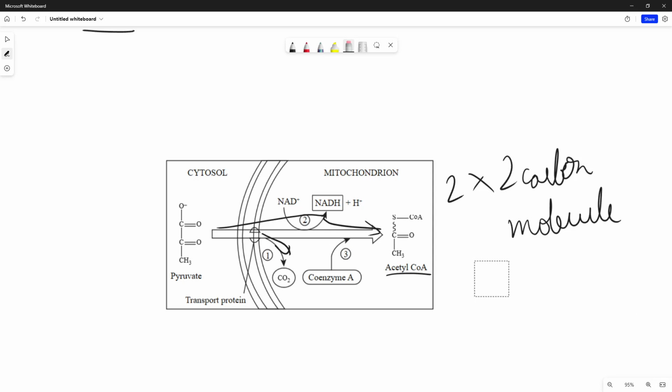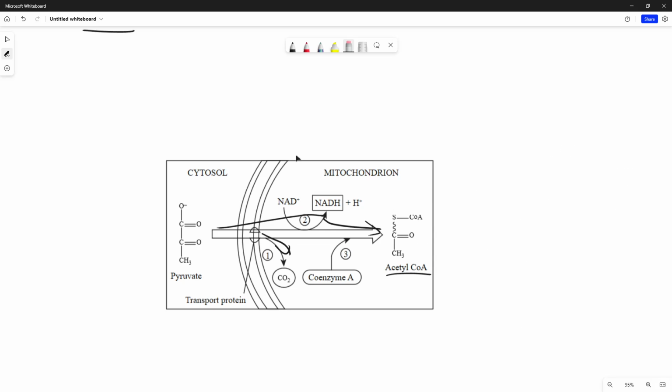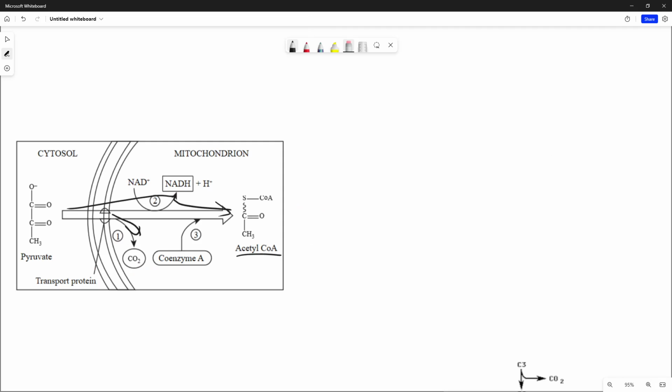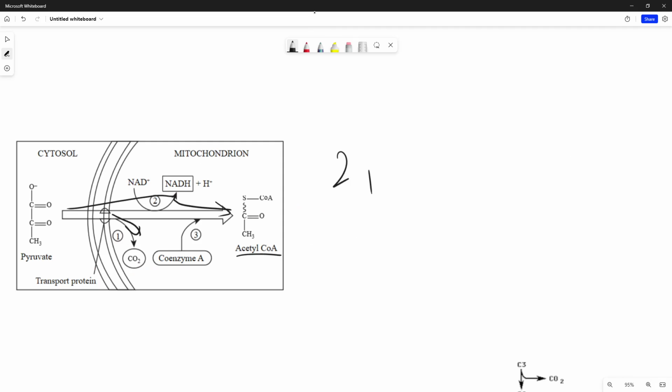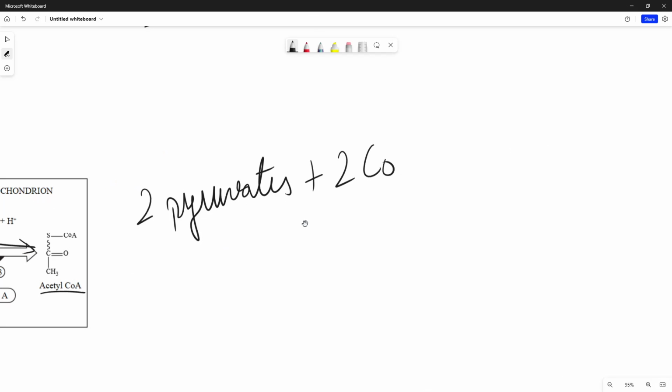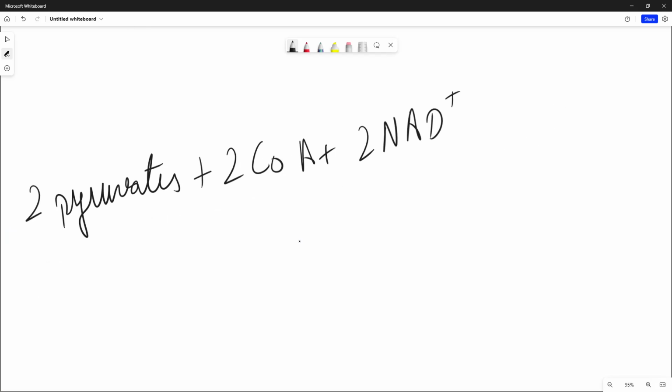So we basically have an input in this step. We basically have an input of 2 pyruvates plus 2 coenzyme A, through which acetyl CoA is made, plus 2 NAD+, which is basically an electron carrier, but it's not carrying electrons at this very moment. It will carry later on.